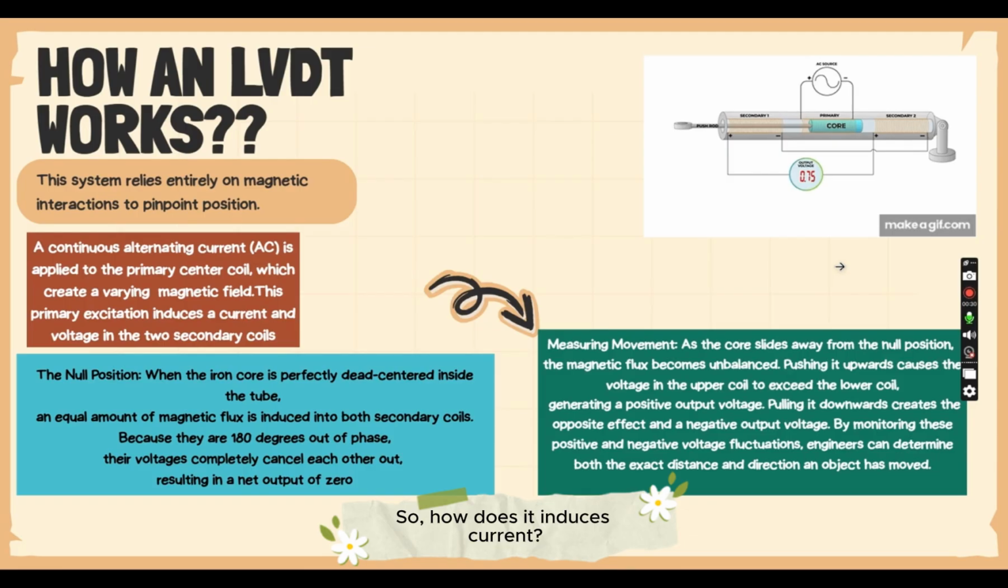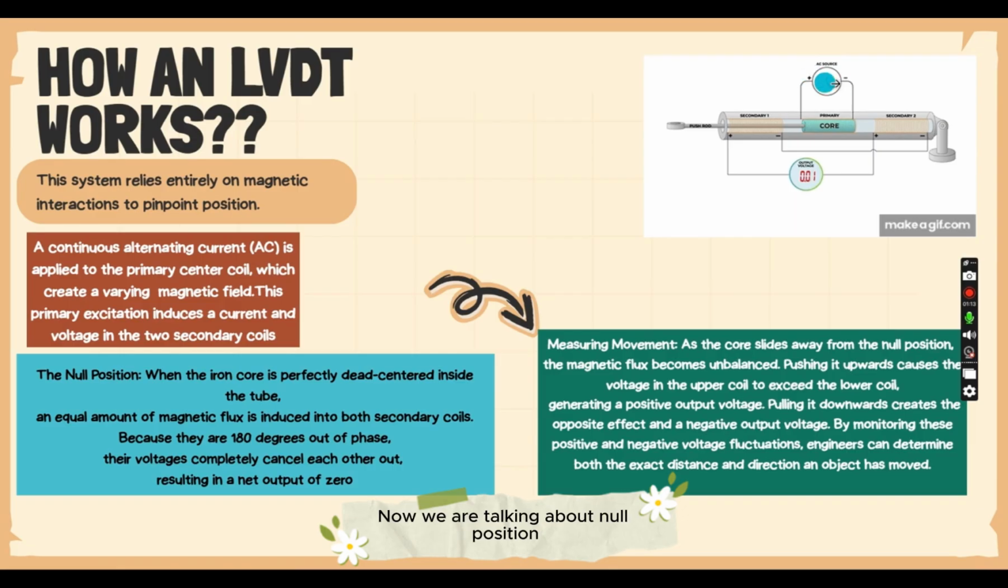So how does it induce current? I will have a simple recap here. It leads to the concept of Faraday's law of induction. This law states that induced EMF is the electromotive force generated in a conductor due to a change in magnetic flux. Since the ferromagnetic core, which is this, the core, is moving, and it acts as a conductor, and there are the secondary coils, these two, there will be a changing magnetic flux and thus EMF is induced.